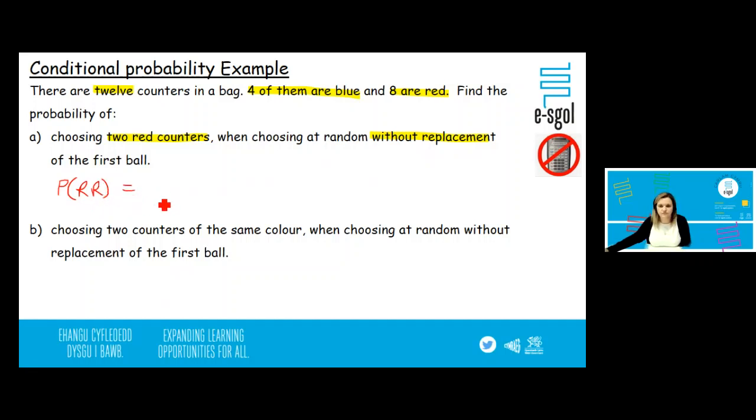So choosing the first red, there are 8 of them out of 12. That fraction is still working absolutely fine for the first one. However, when we come to choose the second counter, we have already removed a red from the bag. So that means that 8 is now a 7 because one of the counters is gone. And there's no longer 12 counters in the bag, there are now 11. So your second fraction has been impacted by that first one.